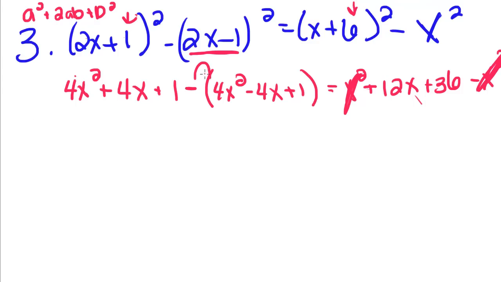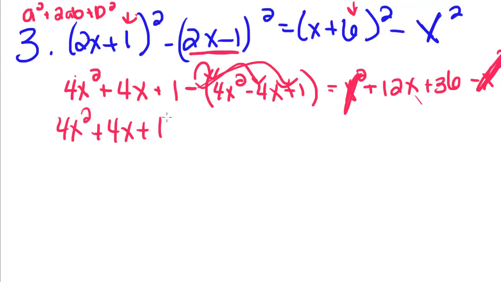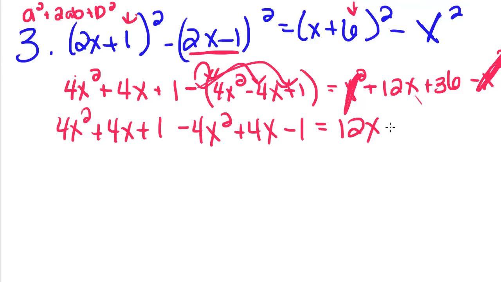Now I'm going to distribute this negative 1 to each one. So I get 4x squared plus 4x plus 1. Negative 1 times 4x squared, negative 4x squared. Negative 1 times negative 4x is going to give me positive 4x. Negative 1 times positive 1 is going to be negative 1. And I just have 12x plus 36 left on this side. Well, a positive 4x squared and a negative 4x squared is going to cancel.